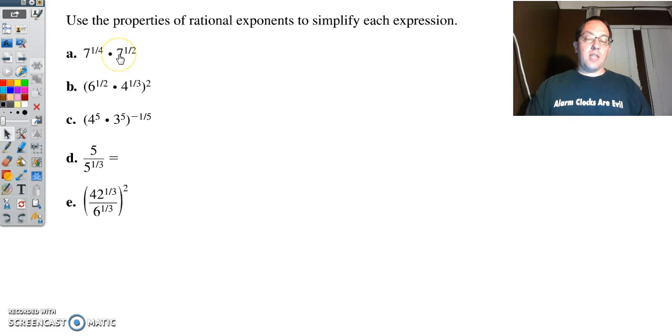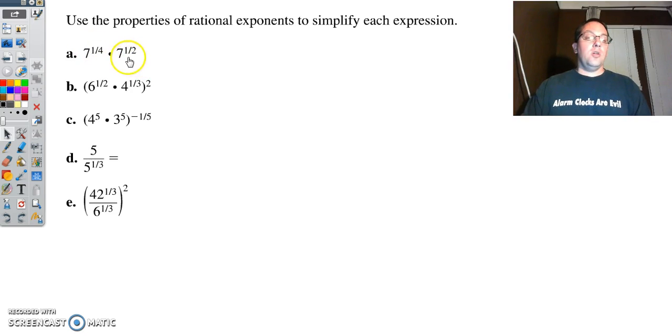Since the bases are the same, we are going to add the exponents. One thing that can help: if the bases are the same, you keep the base. If the exponents are the same, you keep the exponents. Whatever is the same, that's going to stay. It's the other part that's going to change.